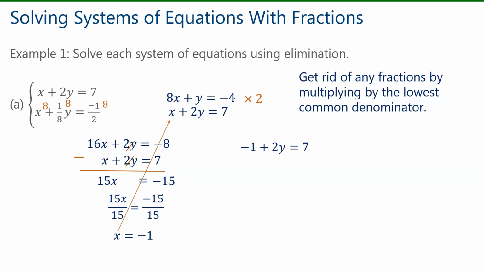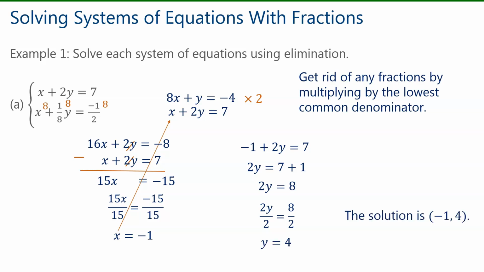So that would give me negative 1 plus 2y equals 7. Now to solve for y, I need to isolate it by bringing the negative 1 over to the other side. When I add it with 7, I get 8. Now I need to divide both sides by 2. So now I get a y value of 4. So let's write our solution as negative 1, 4. And if you would like to verify that, you can replace x with negative 1 and y with 4 into both equations.